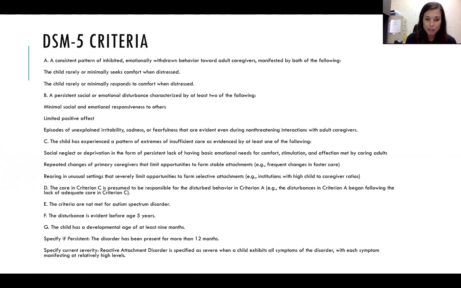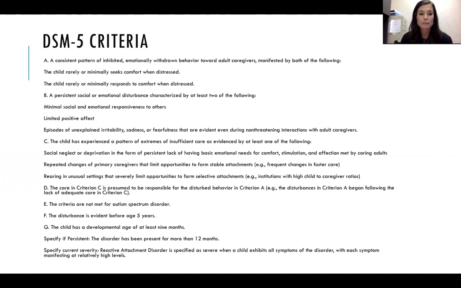So repeated changes of primary caregivers that limit opportunities to form stable attachments, maybe frequent changes in foster care, or rearing in unusual settings that severely limit opportunities to form selective attachments. The care in criterion C is presumed to be responsible for the disturbed behavior in criterion A. Example, the disturbances in criterion A began following the lack of adequate care in criterion C. So the criteria are not met for an autism spectrum disorder. The disturbance is evident before age 5. The child has a developmental age of at least 9 months.